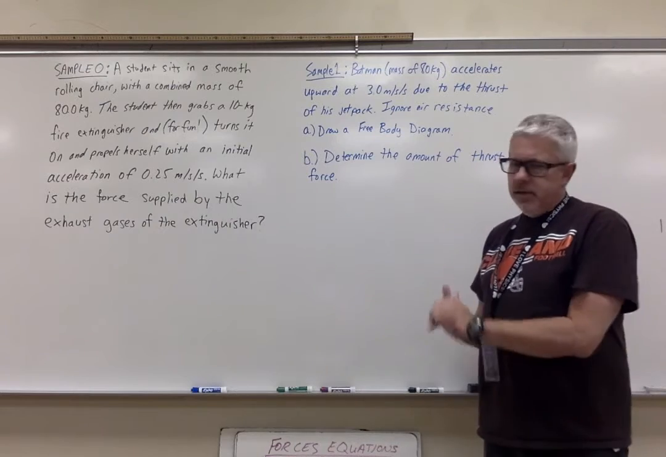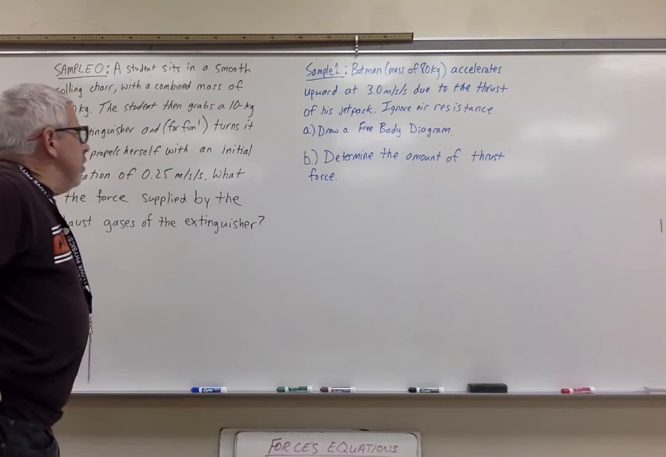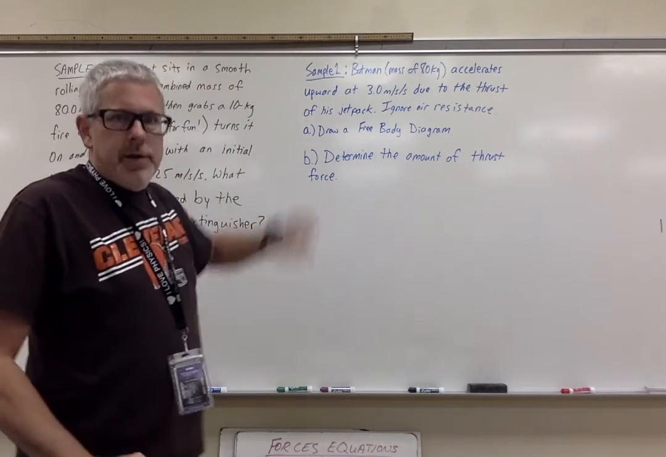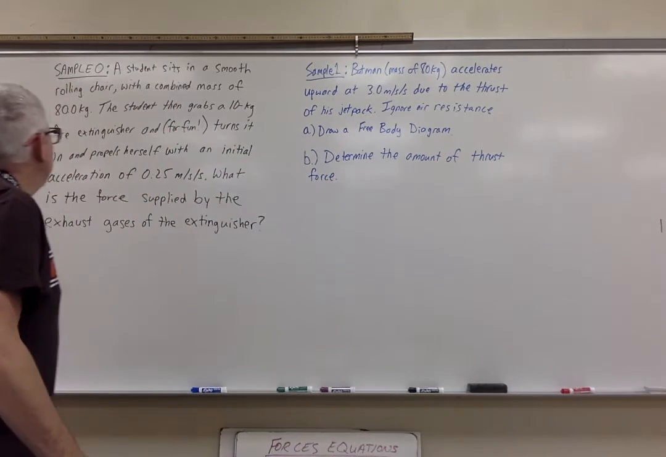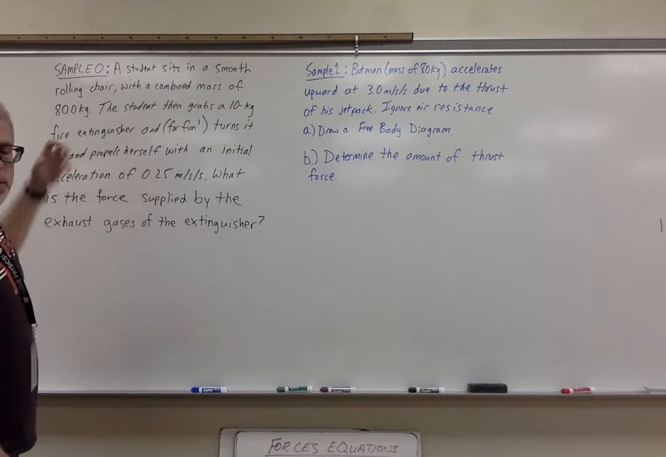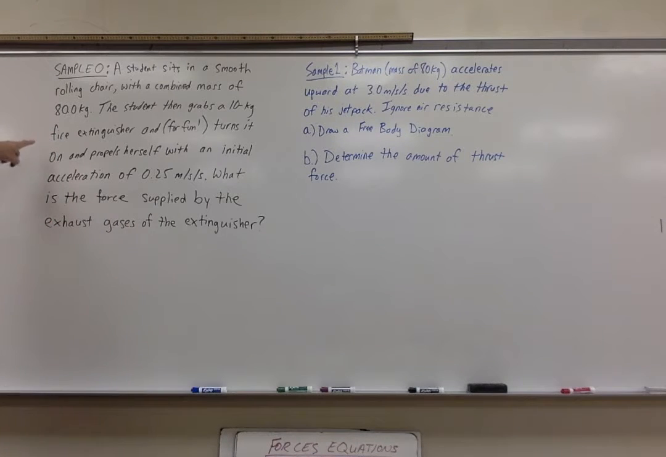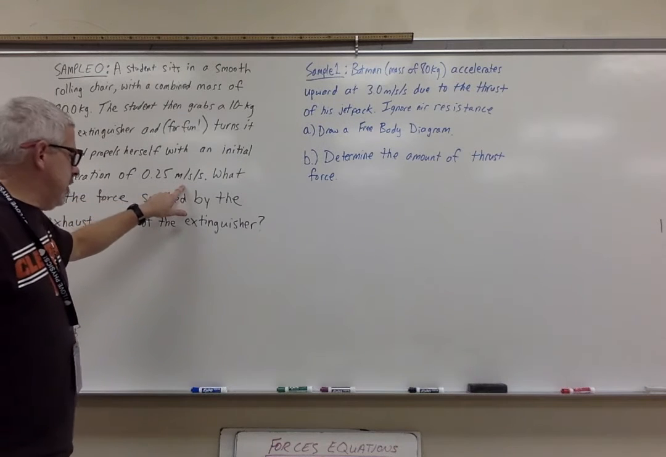All right, this is a continuation of the video. I've written down the first 2 problems up here, sample 0 and sample 1. With sample 0, we've got a student who's sitting in a smooth rolling chair with a combined mass of 80 kilograms. So the student has some mass and the chair has some mass. The student then grabs a 10 kilogram fire extinguisher, just for fun, and turns it on and propels herself with an initial acceleration of 0.25 meters per second.